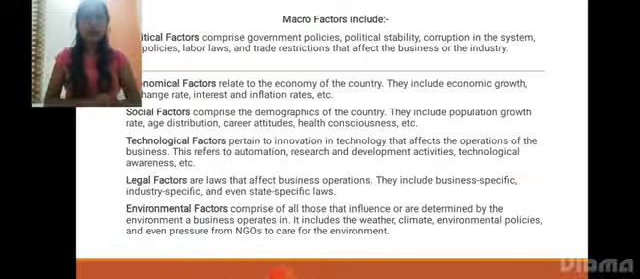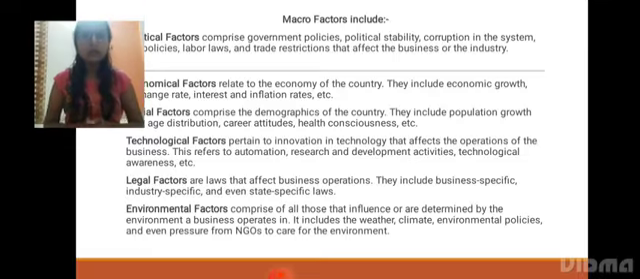Moving toward the next factor, that is the macro factor. Macro factors are those which we cannot control, which are not controllable, and which you have to adapt to when you think to open a business. So what are the factors? The first one is political factors. Political factors include your government policies, political stability or instability, and laws, rules and regulations imposed by the government.